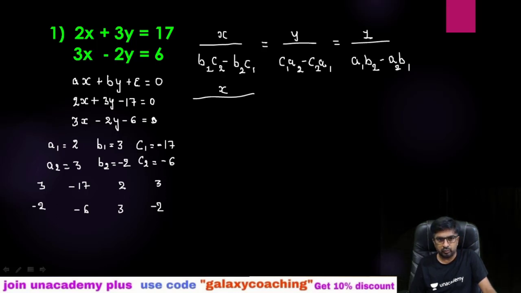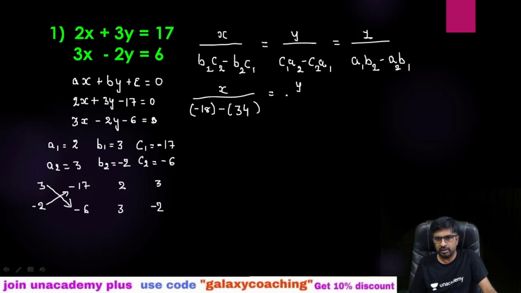Now b1, c2. So b1 into c2, you go from the upper number towards the lower number: 3 into minus 6, that is minus 18. Then minus, multiply from the lower towards the upper. So this is the order you need to follow, guys. First start with the upper number towards the lower number, then from lower to upper. Now again: minus, and then minus minus plus, 17 2s are 34.